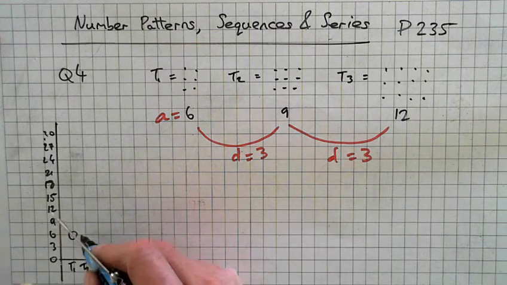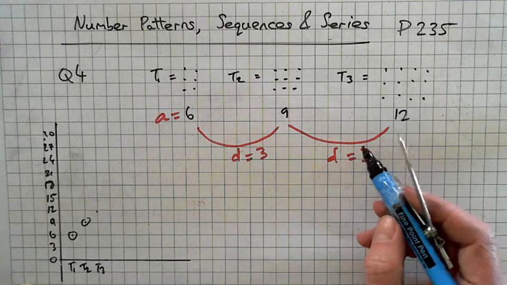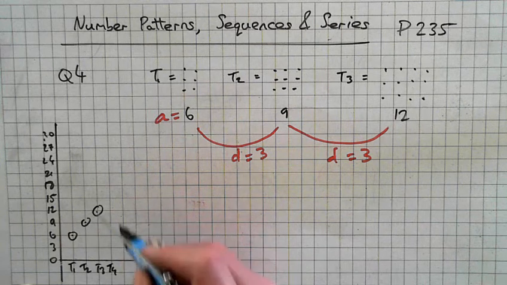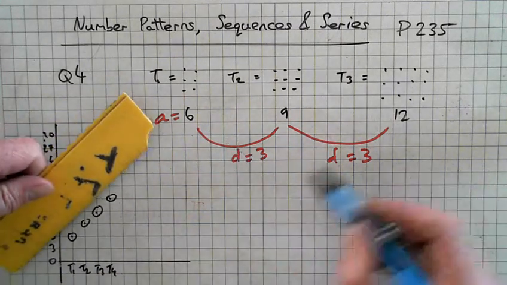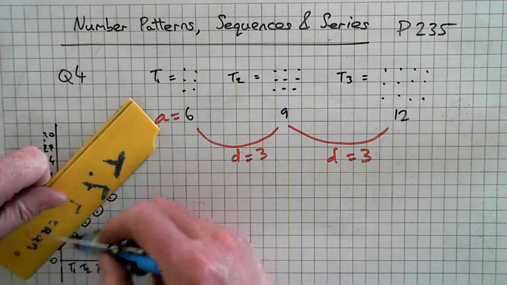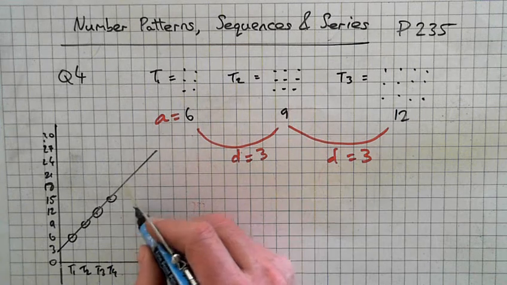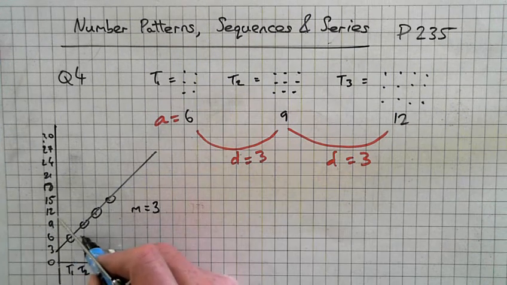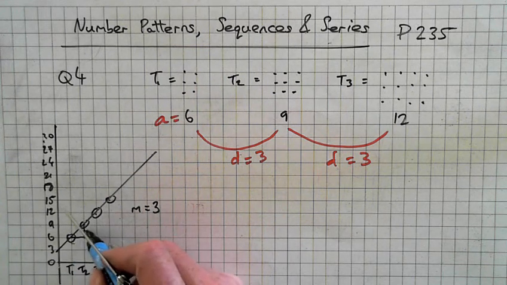T2 is 9. T3 is 12. T4 then would be 15. Because the difference is constant, D is the difference. D is also slope. So you go over one term, up 3. From 6 to 9 is 3.